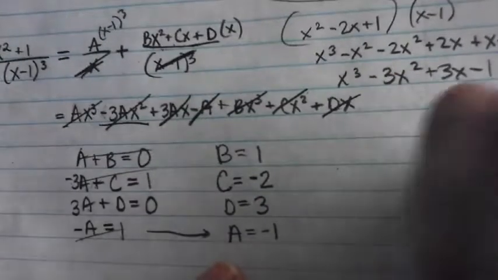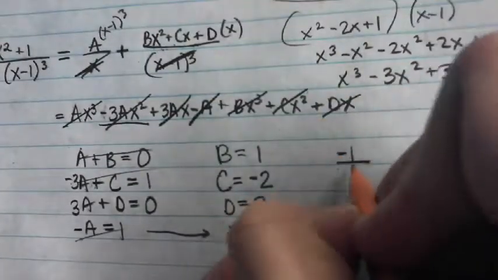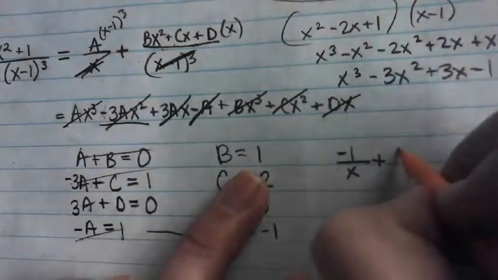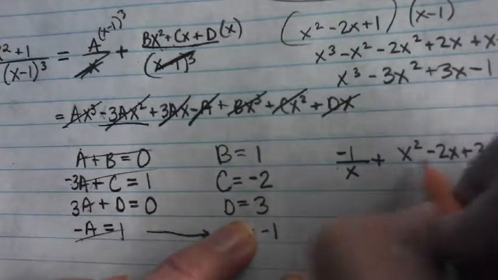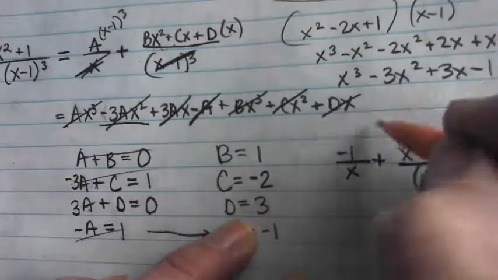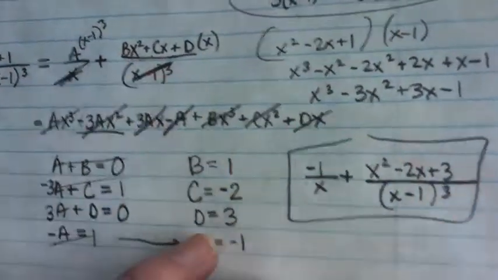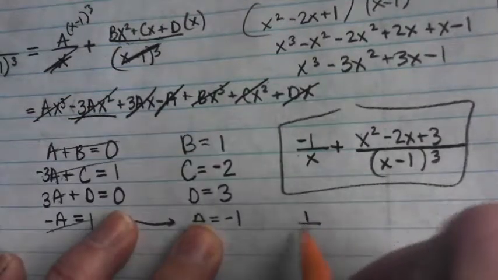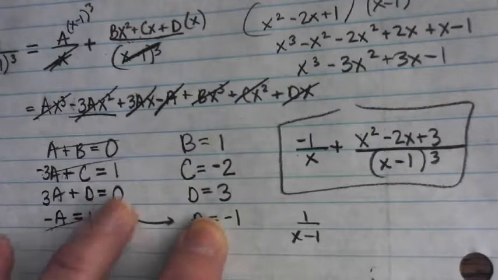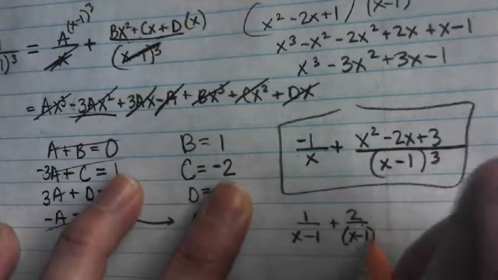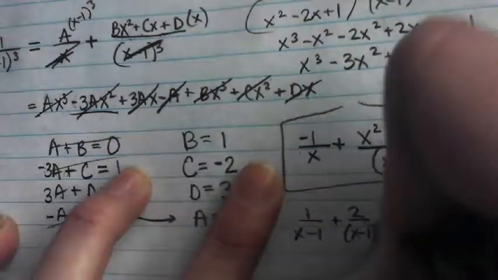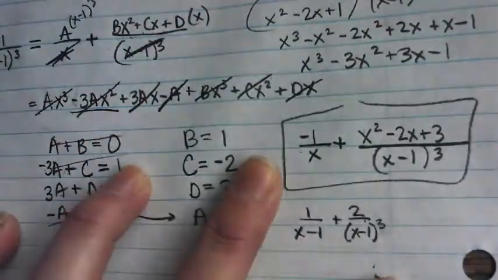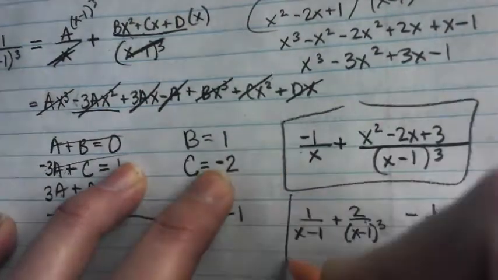My answer would be negative 1 over x plus x squared minus 2x plus 3 over x minus 1 cubed, just plugging back in here. Their answer is, they have a lot more work: 1 over x minus 1 plus 2 over x minus 1 squared. Oh no, cubed. Minus 1 over x. That's their answer.